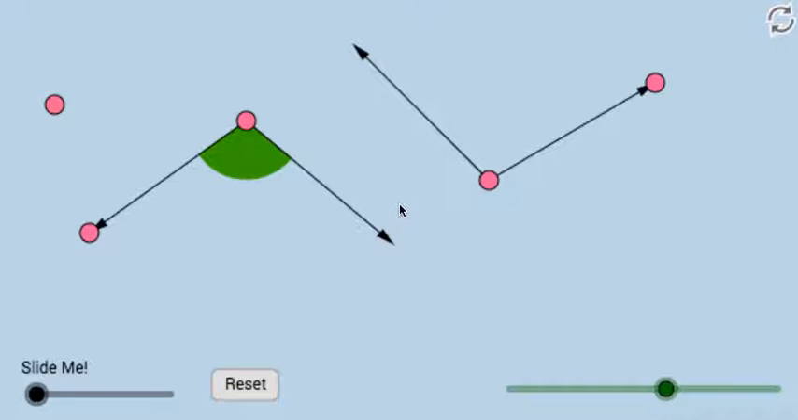Hey everybody, it's Dynamic Math, and today we're going to take a peek at what it means for any two angles to be classified as congruent angles.